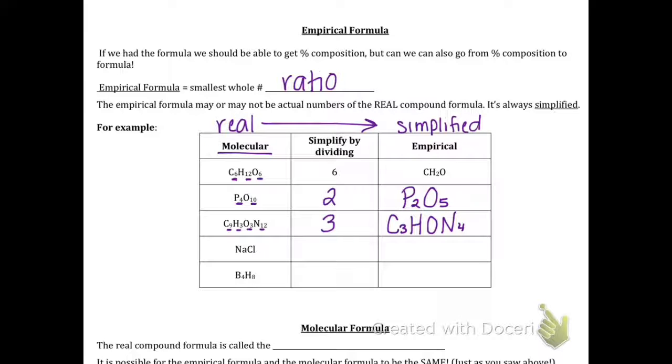Now, what about this? NaCl. You have one of each. So you can't really simplify it. It's already simplified. How convenient. What about B4H8?